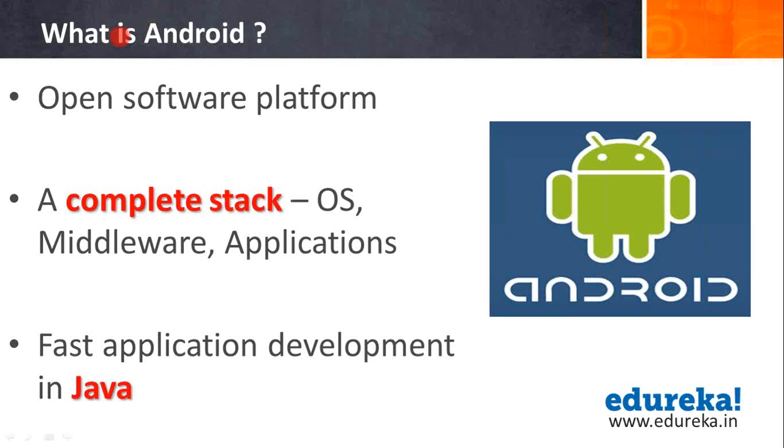Android is an open software platform for mobile application development. For all of you to understand it well, Android is not just the operating system or just the applications you use. Android is a complete stack, which includes the operating system, the middleware, and the application. The operating system of Android is powered by Linux, and the application development in Android is done using the Java language. So we will be using the concepts of Java to code applications in Android.